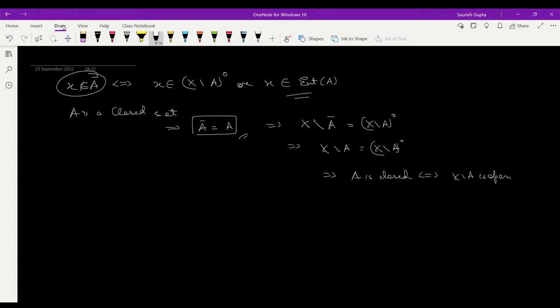So this is a very important theorem. We have kind of proved the theorem already. So for a set being closed, the complement of the set is open, and the converse. Is it clear? Okay.